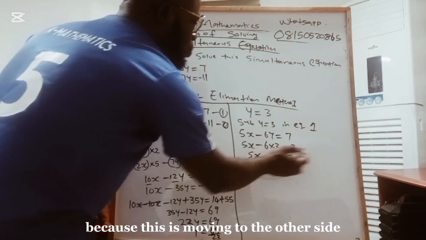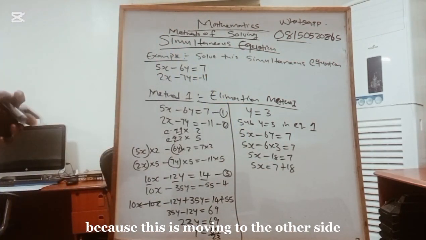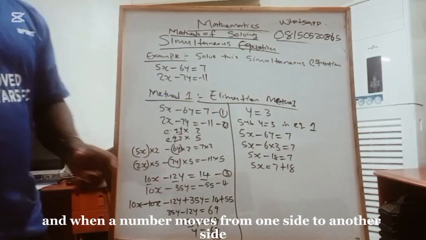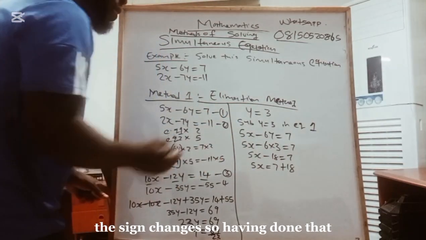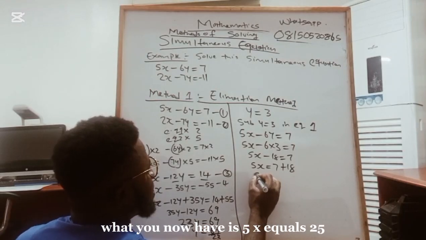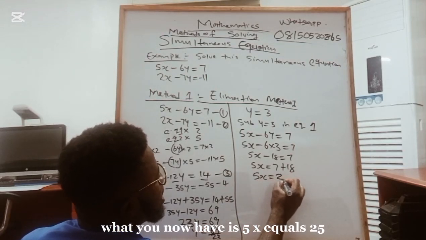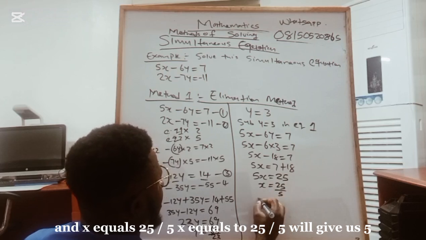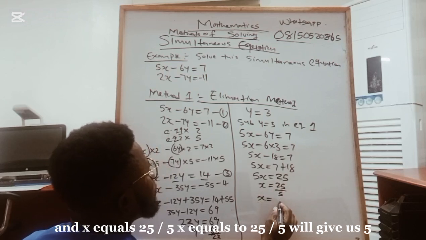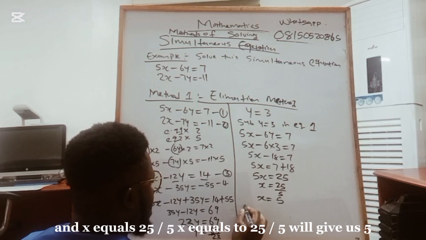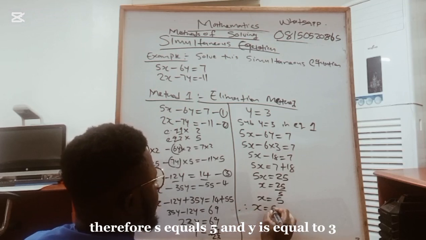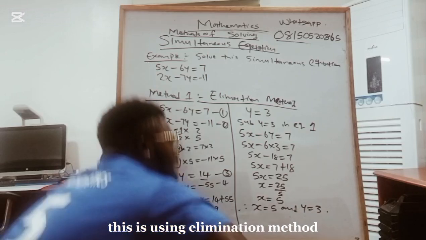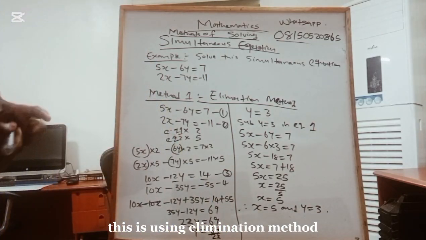Why? Because the number is moving to the other side, and when a number moves from one side to another side, the sign changes. So having done that, what you now have is 5x equals 25, and x equals 25 divided by 5. 25 divided by 5 gives us 5. Therefore, x equals 5 and y is equal to 3. This is using the elimination method.